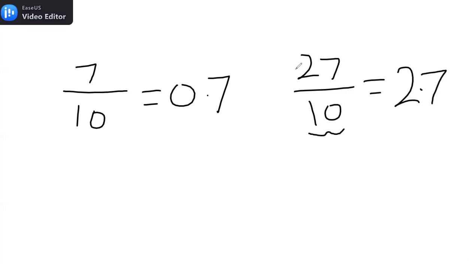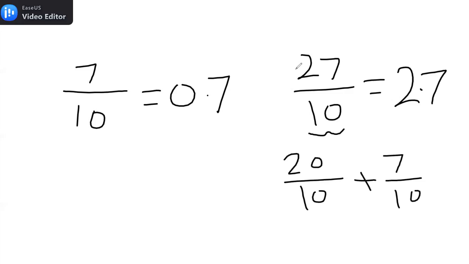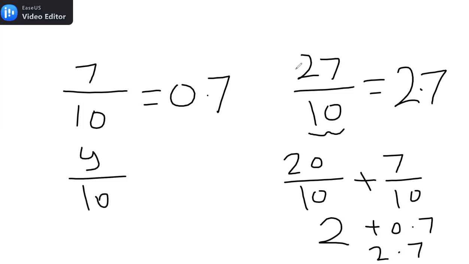We can say that it's 20 over 10 plus 7 over 10. 20 over 10 equals 2 wholes, plus 0.7, so we can write it in the form 2.7. Thank you, Yusuf. Another one. 9 over 10. How can we write it? 0.9. Excellent.